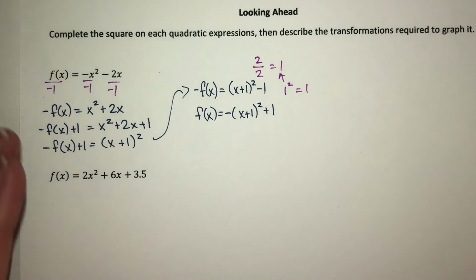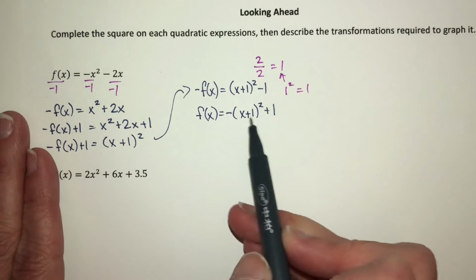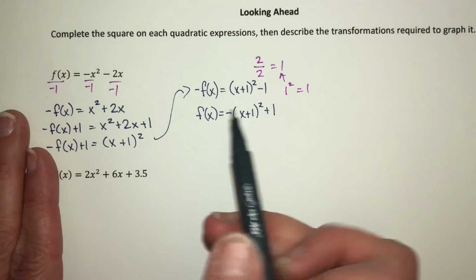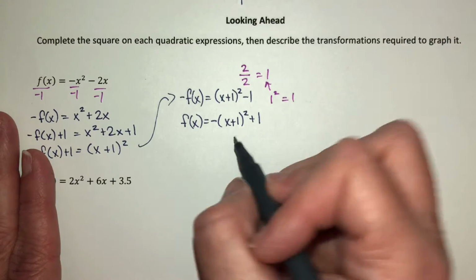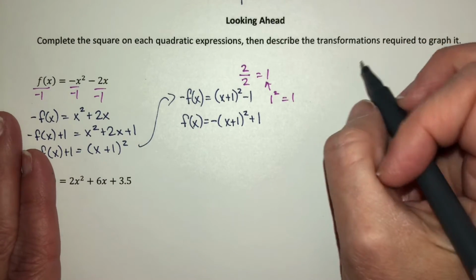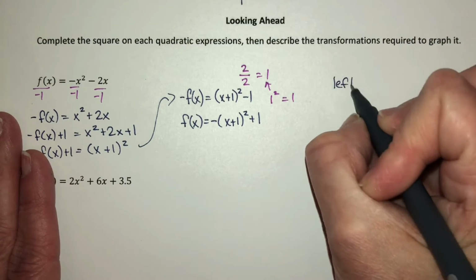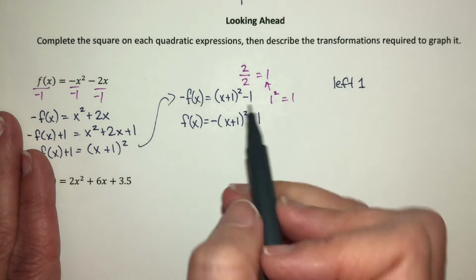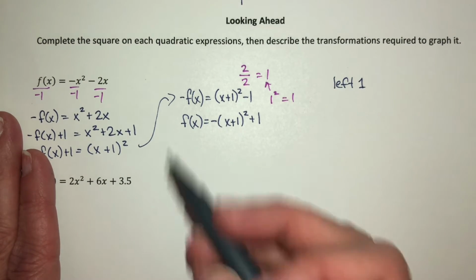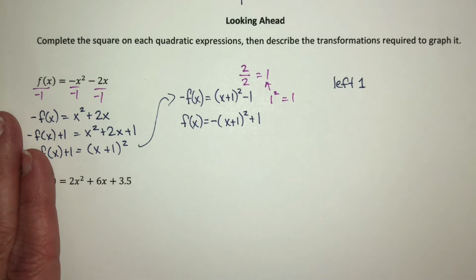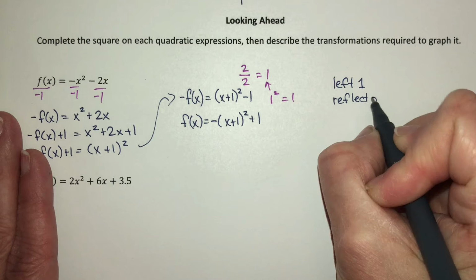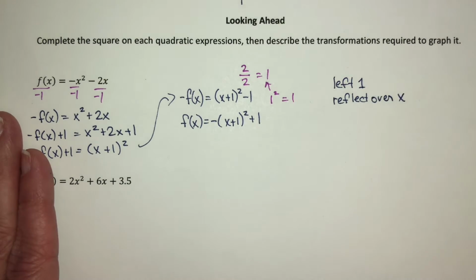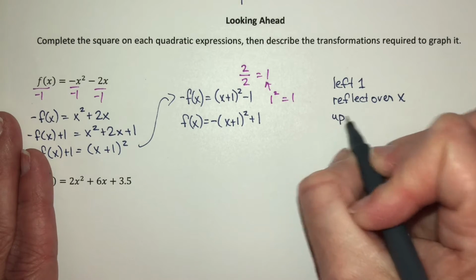Now, how would we graph this? We have horizontal and vertical shifts, and we have a reflection. So inside first, because we do horizontal first, this is plus, so we would go left 1. This is outside, so that's an up-down flip, which means it's over the x-axis. And then finally, our vertical, we go up 1.